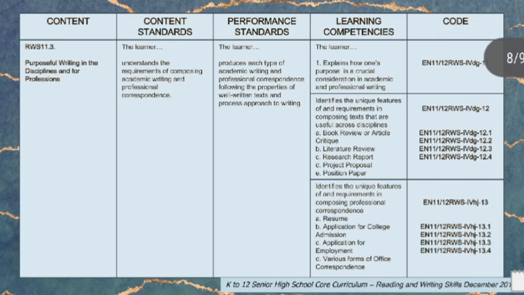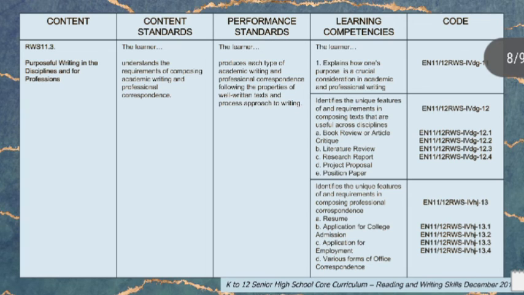Continuation of the content in reading and writing skills 11.3, it has the content of purposeful writing in the disciplines and for profession. The content standard is to understand the requirements of composing academic writing and professional correspondence. The performance standard that each student needs to accomplish is to assess each type of academic writing and professional correspondence following the properties of well-written text and process approach to writing.